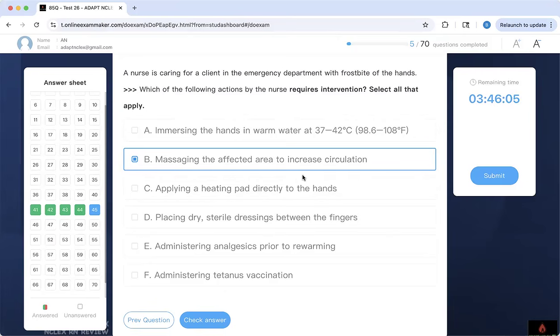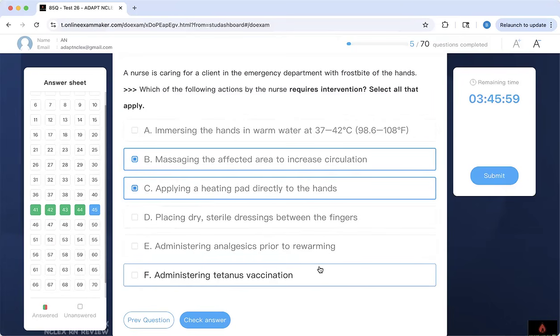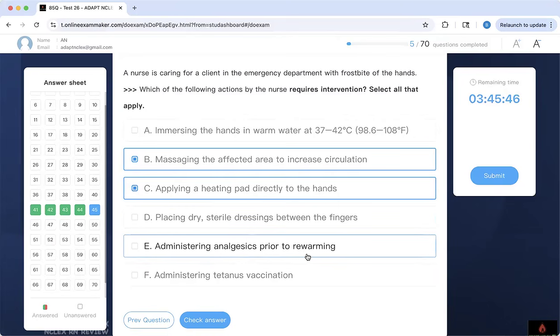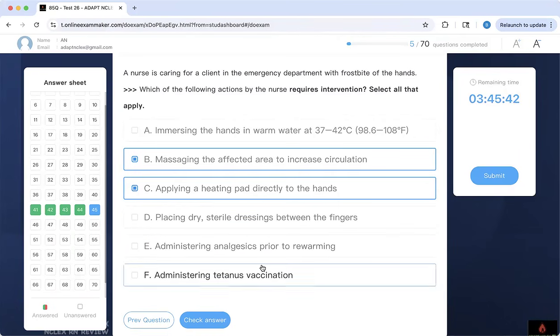If you massage it, tissue is going to die. Apply a heating pad directly to the hand? You should not apply it directly to the hand; use something between. And then you have to put sterile gauze between the fingers to absorb the moisture. They need pain medication because when you're warming them, it's very, very painful. So this does not require teaching. And they need tetanus vaccination, so you've got to check their status. And so these are the things you do for frostbite.